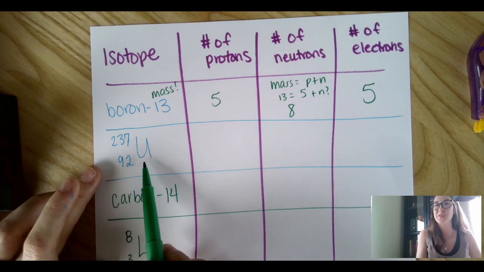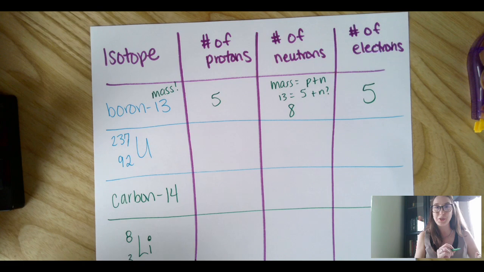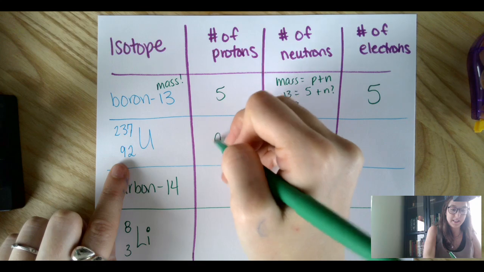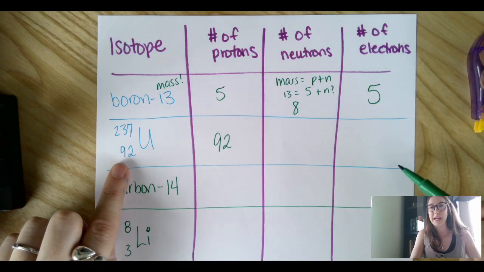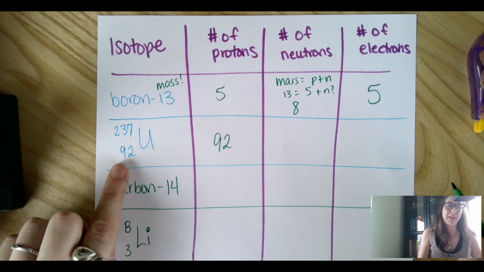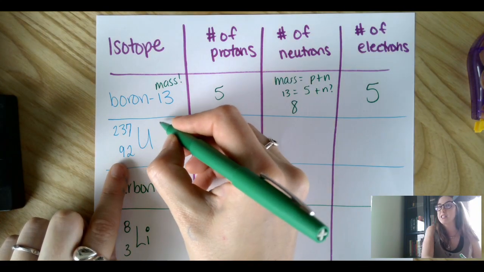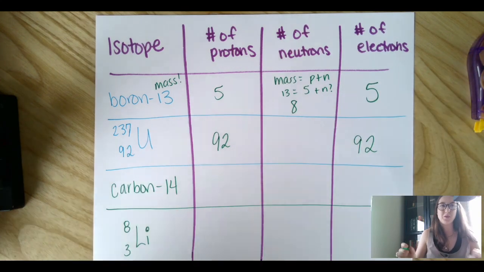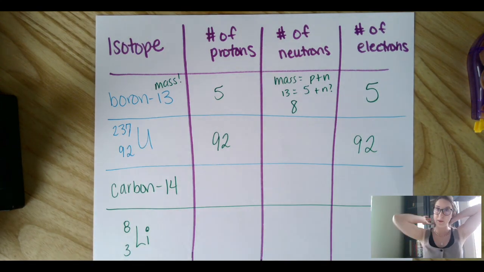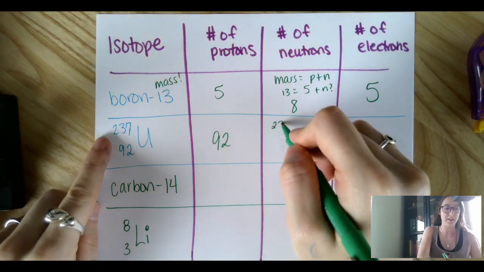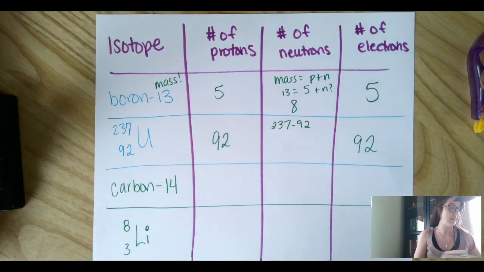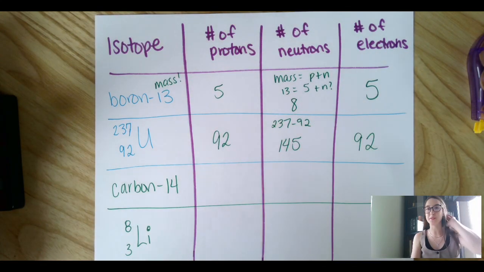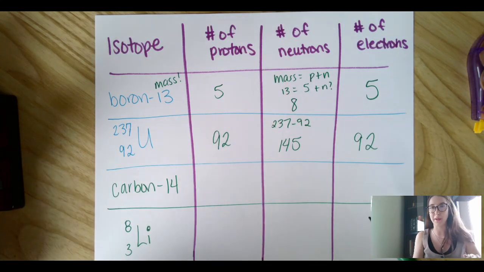We have U, which stands for uranium, 237 and 92. Now again, the 92 is the atomic number. That tells me the number of protons, so that is 92. And I'm going to go ahead and fill in my number of electrons because again, there's no charge here on this uranium. If there were, it would be listed in the top right-hand exponent corner, okay? There's nothing there, so that means it's a neutral atom, and so it's going to be 92 electrons as well. How do I figure out the number of neutrons, right? We take our mass, and we're going to subtract the atomic number. So 237 minus 92, I get 145 neutrons, okay? So that is the amount of neutrons for this uranium isotope.